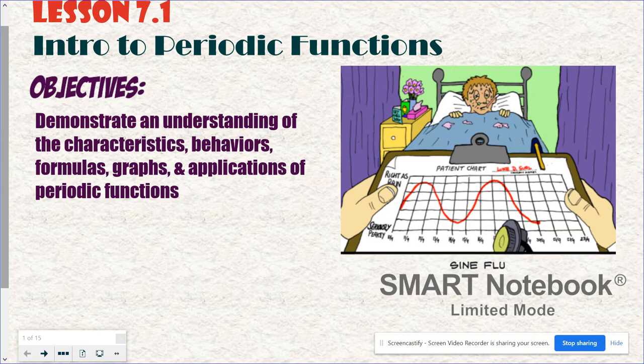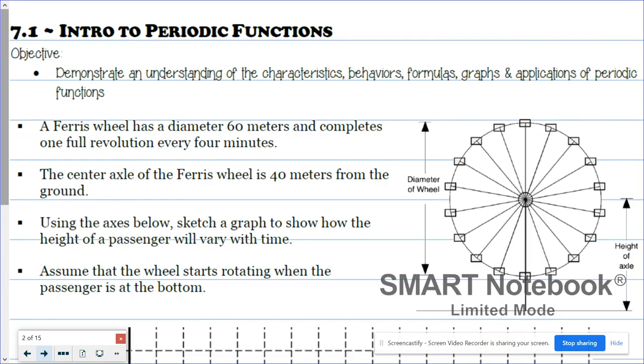So lesson 7.1, I'm going to introduce you to periodic functions. And so the objectives of this lesson, I want you to understand the characteristics, behaviors, graphs of periodic functions. So you just looked at a particular scenario involving the classic Ferris wheel.